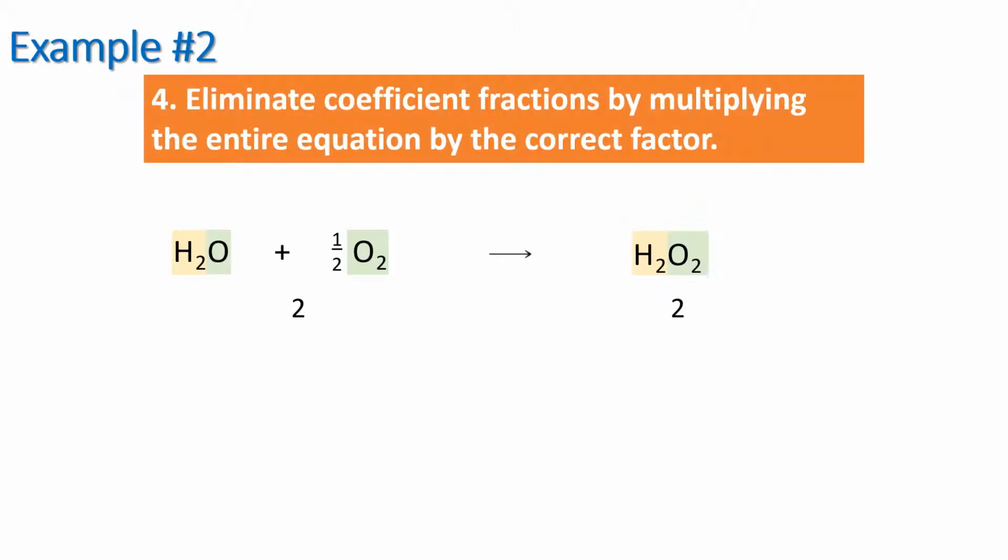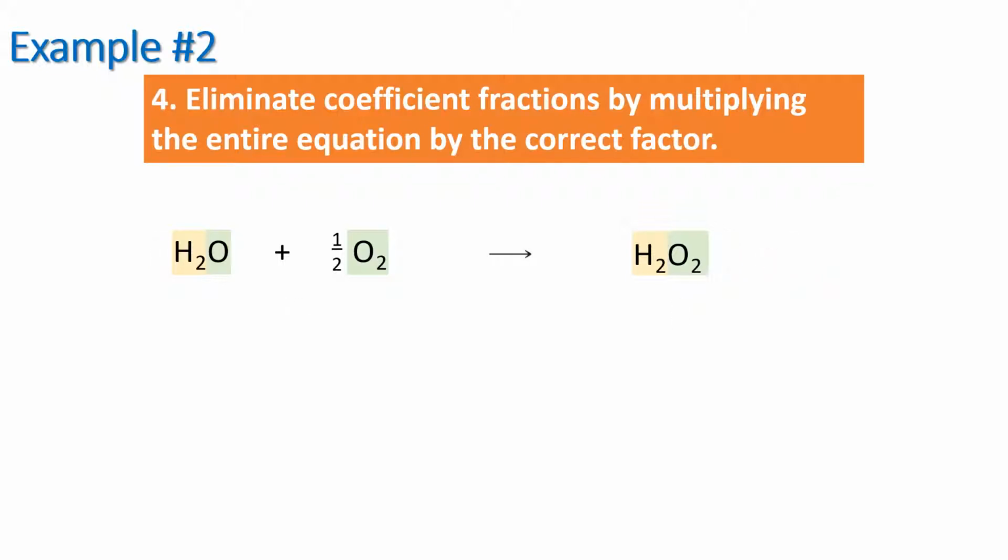Now, rule number 4 asks us to eliminate those fractions in our coefficients, and we're going to do that by multiplying this entire equation by whatever number is in the denominator of the coefficient fraction. And in our case, that's going to be 2. So we're going to multiply our chemical equation, all the coefficients in our chemical equation by 2. So let's go ahead and do that.